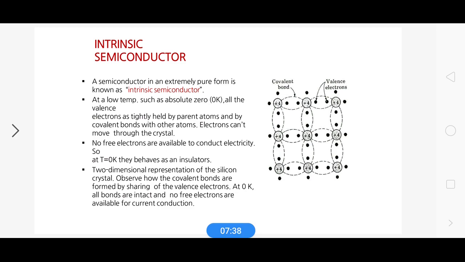If you see the two-dimensional representation of the silicon crystal, observe how the covalent bonds are formed by sharing the valence electrons. I already explained this: at 0 Kelvin, all bonds are intact and no free electrons are available for conduction, so it is a perfect insulator at 0 Kelvin.